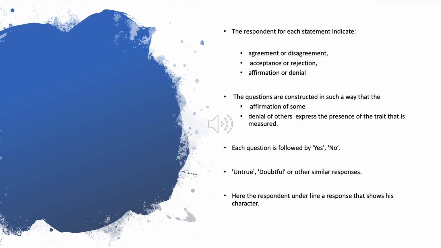The questions are constructed in such a way that the affirmation of some, denial of others express the presence of the trait that is measured. Each question is followed by yes or no, untrue or doubtful, or other similar responses. Here the respondent underlines a response that shows his character.